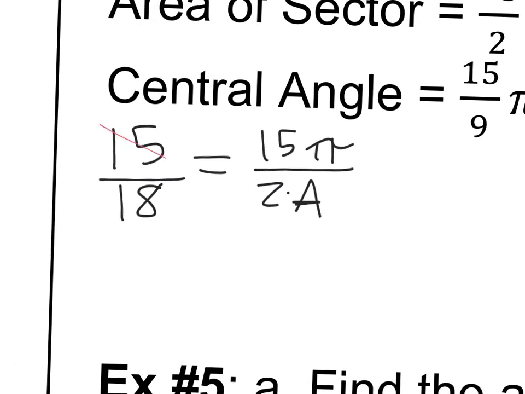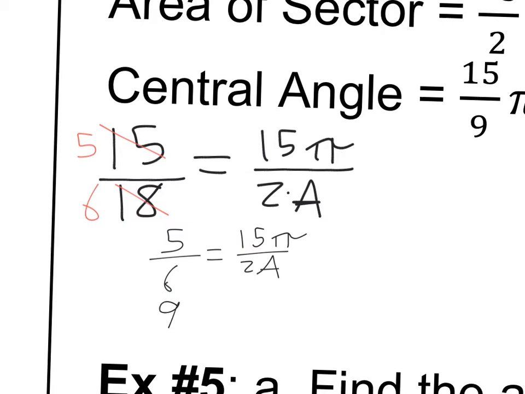So if we take a 3 out of this, we get 5. If we take a 3 out of this, we get 6. So let's rewrite it one more time. It's 5 over 6 equals 15 pi over 2A. At this point, there's a few different ways we can solve it, but probably the way you're most comfortable is just cross-multiplying. If we cross-multiply, 6 times 15 is 90 pi equals 5 times 2, which is 10, times the area. One last step, divide both sides by 10.